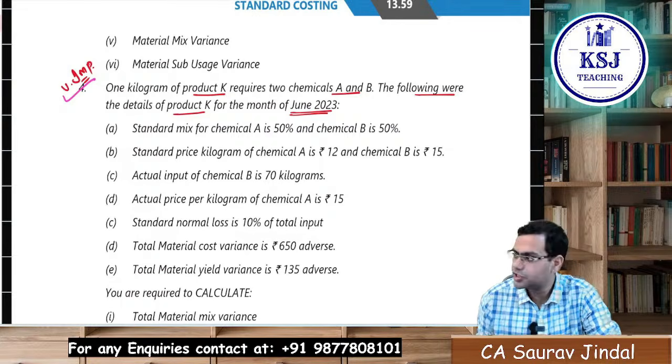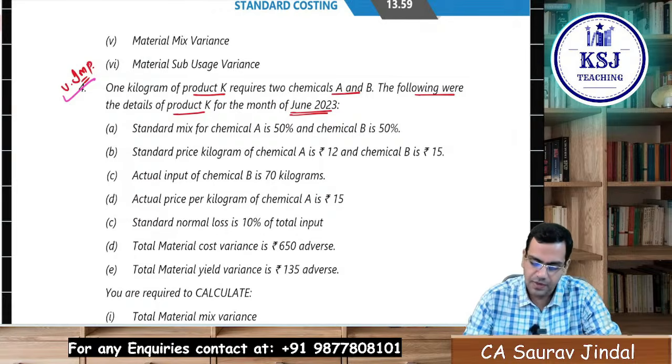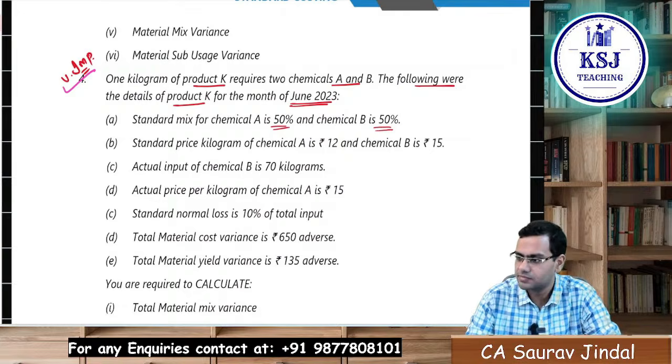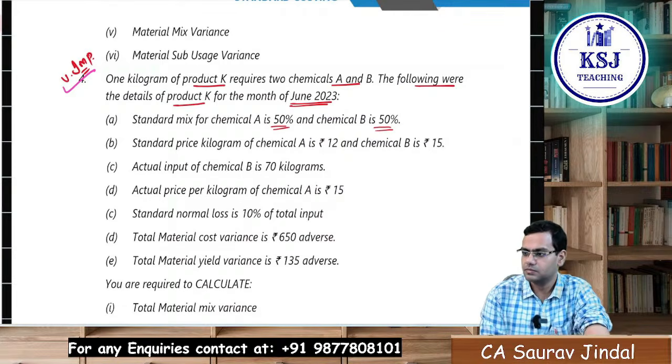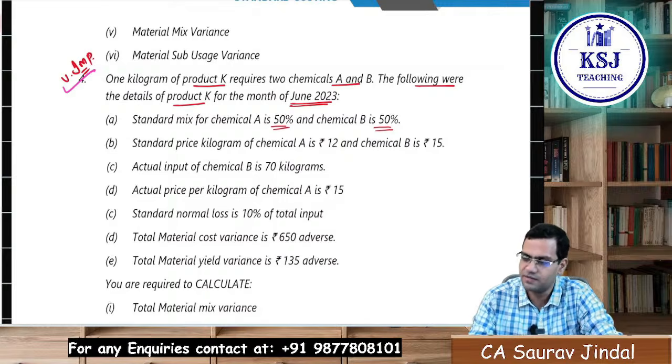Let's come to question number 4. Right? Now the standard mix for chemical A is 50% and chemical B is 50%. Yeah, that's one thing that you have to do. That's what the table we are preparing. Rest of the answers you can just practice and cross verify it. Okay.